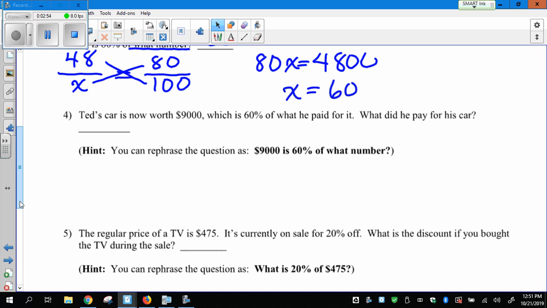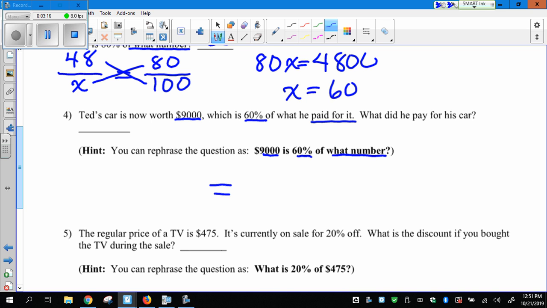All right? Let's try one of those in a word problem. The only difference is now you have to identify what is the part, what is the whole. We're given the percent in this problem, and it says Ted's car is now worth $9,000, which is 60% of what he paid for it. So we can reword that as 9,000 is 60% of what number, and that helps us figure out how we're going to set up our percent.